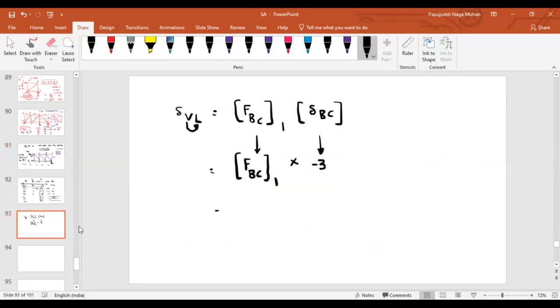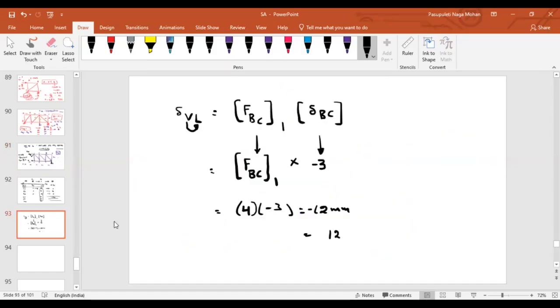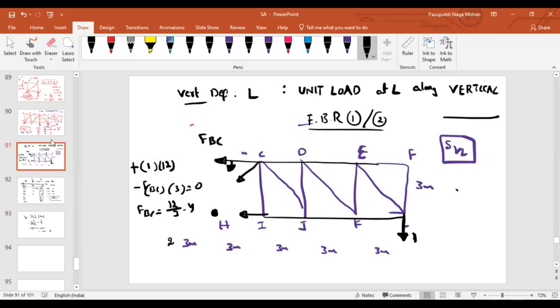Now, what is this value? 4 into minus 3, how much is it? Minus 12. What does this minus represent? The direction is opposite, sir. It is downward, but the deflection is forward. Even you can understand, right? If one member is compressed a little bit, then obviously this entire thing will move up. That's how it happened.